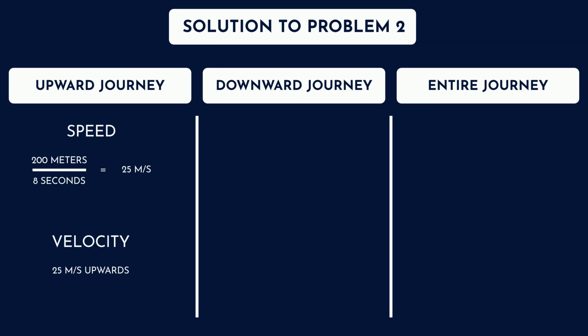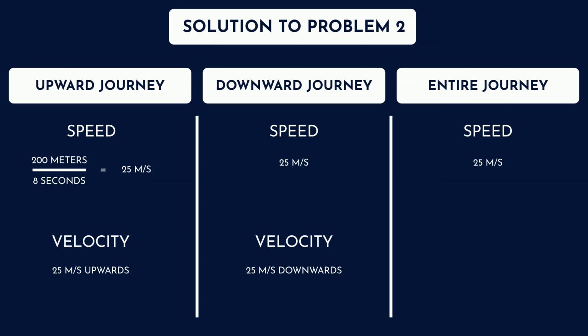On the way down, the speed is still 25 meters per second because it travels the same distance in the same amount of time. However, the velocity is now 25 meters per second downwards because the direction has changed. For the entire trip, the displacement is 0 because the rocket returns to its starting point, the ground. Since velocity is calculated using displacement, the average velocity for the entire journey is 0. However, the speed remains 25 meters per second during both the upward and downward motions.